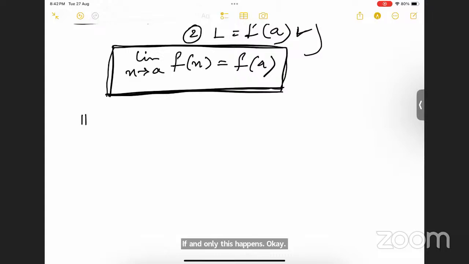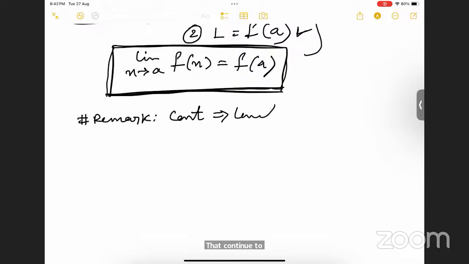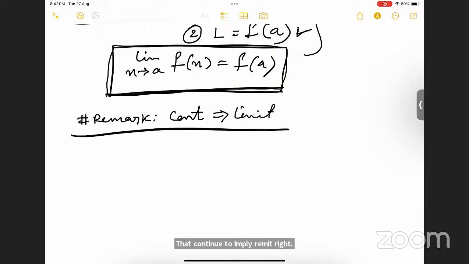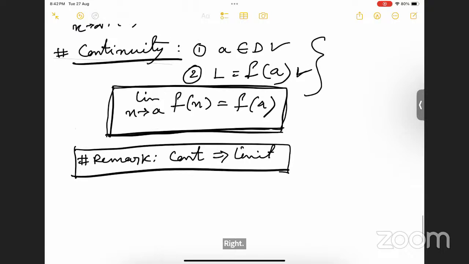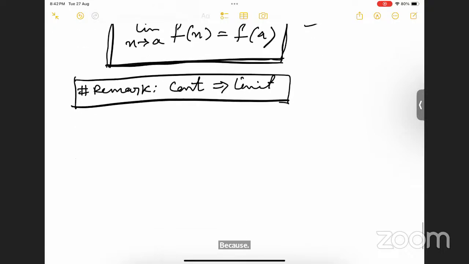Okay, quick remark. You already know that continuity implies limit, right? That means at a point, if the function is continuous, then the limit of the function will exist at that point, and the limit L is particularly f of a.